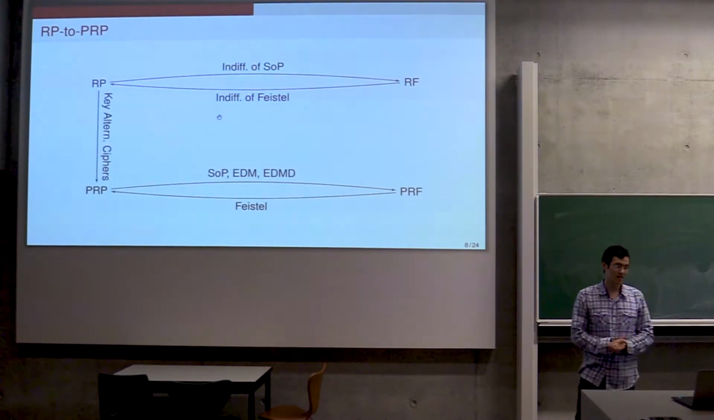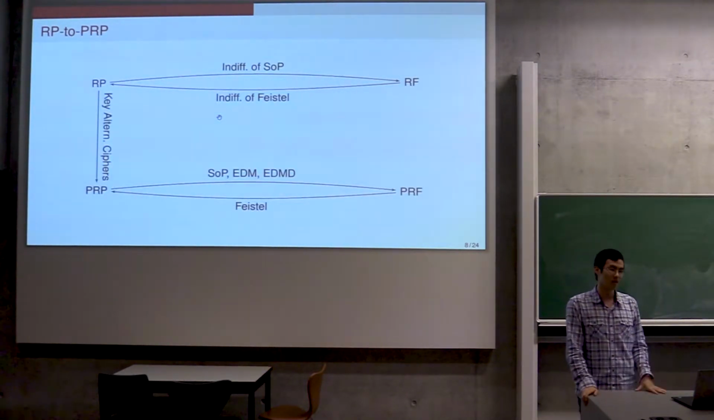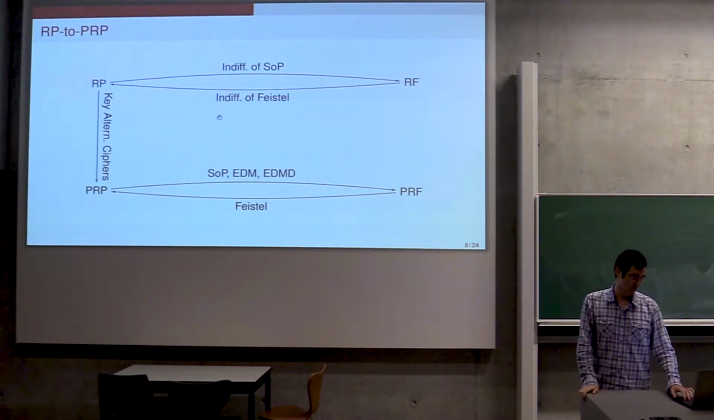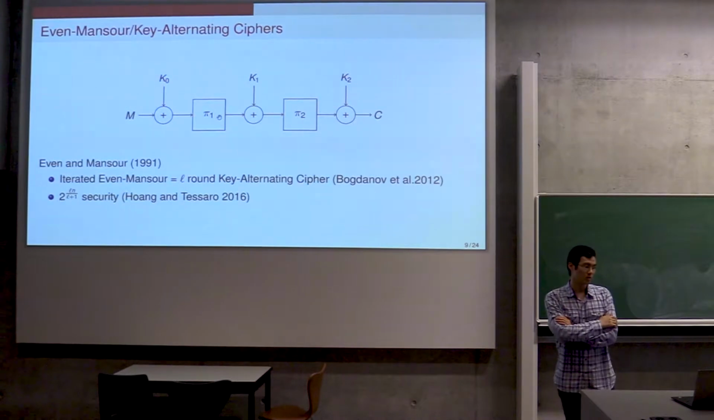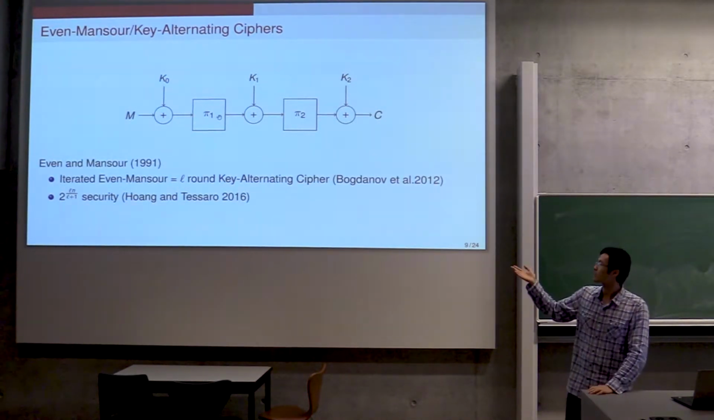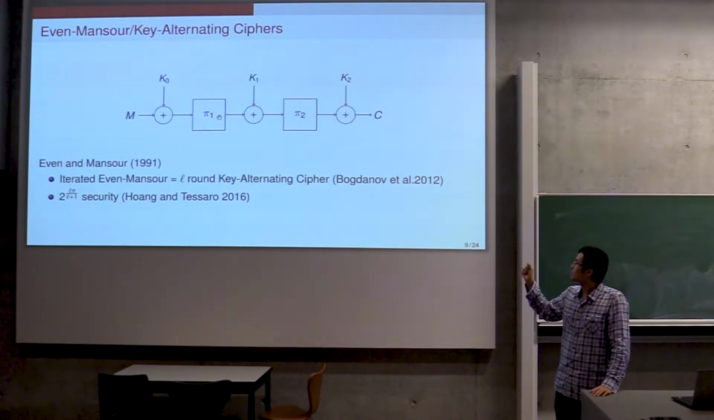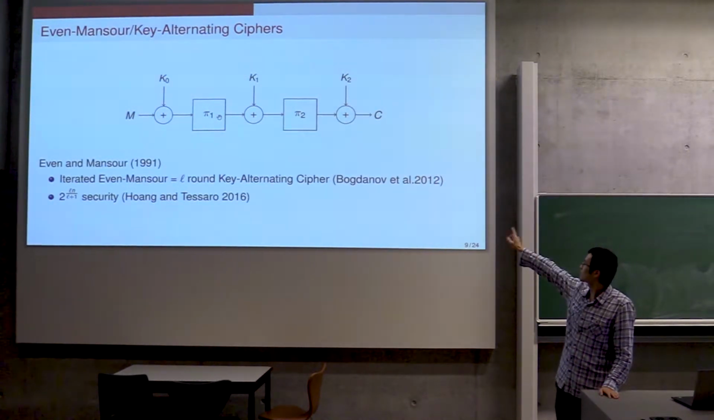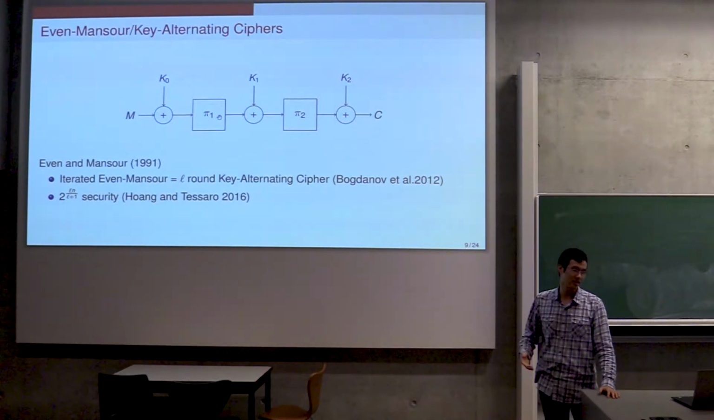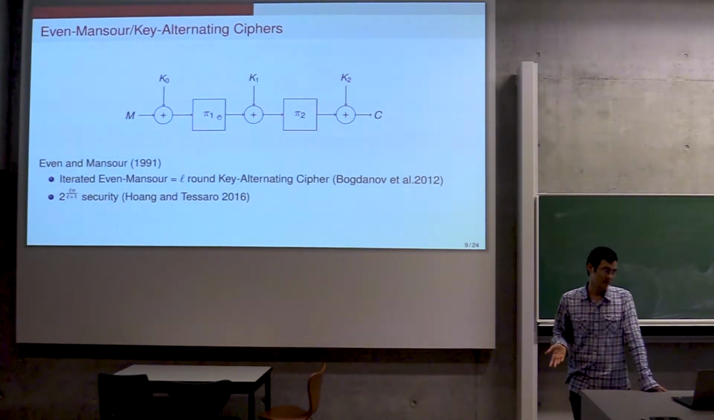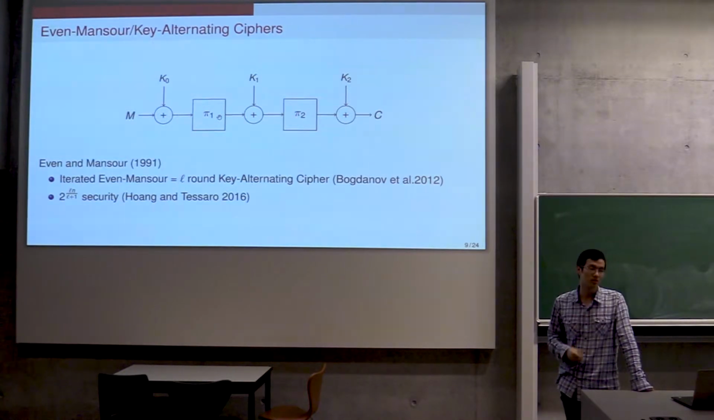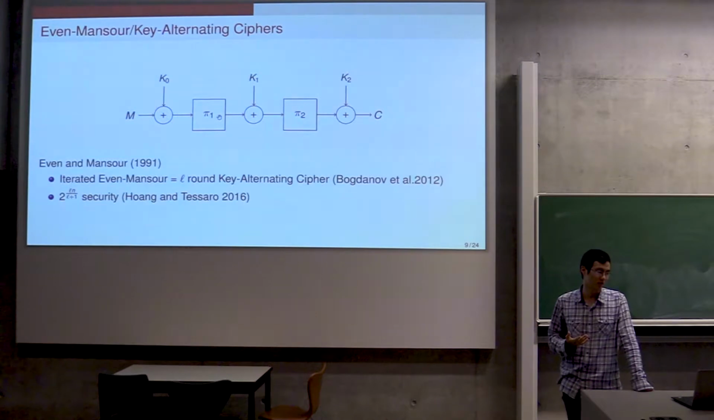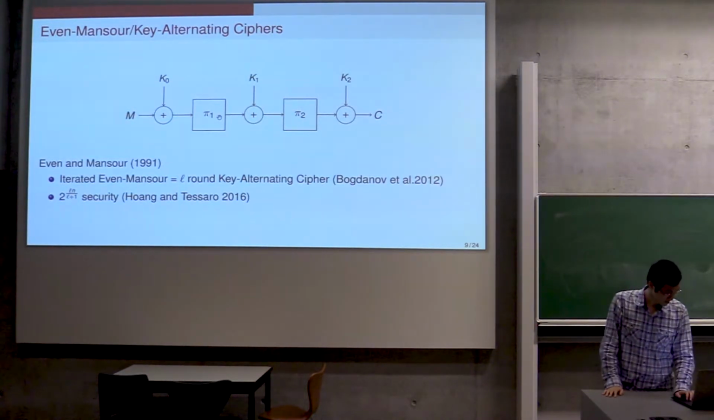The first case is to design a PRP from a random permutation. This is done by the Even-Mansour cipher or the key-alternating ciphers. The Even-Mansour cipher was proposed in 1991, and the key-alternating cipher, which is actually the iterated Even-Mansour cipher, was proposed in 2012. And recently, in 2016, Chen and Steinberger showed the tight security bounds of the key-alternating ciphers.